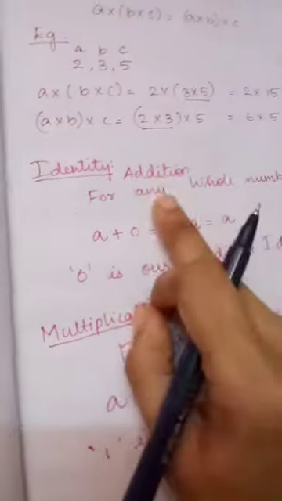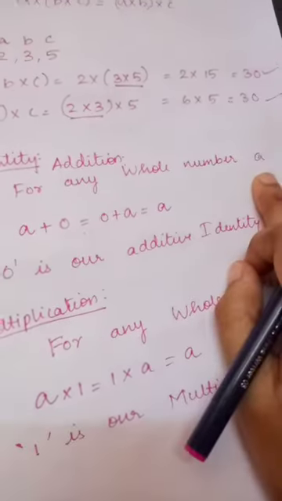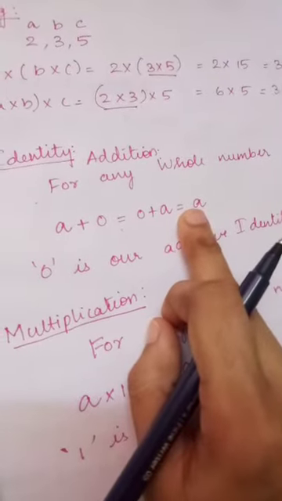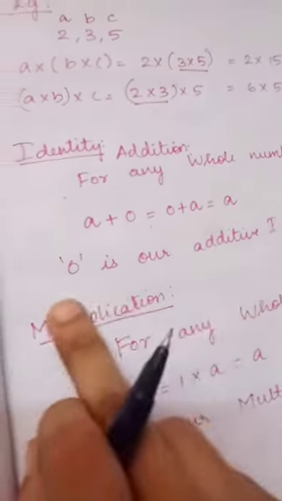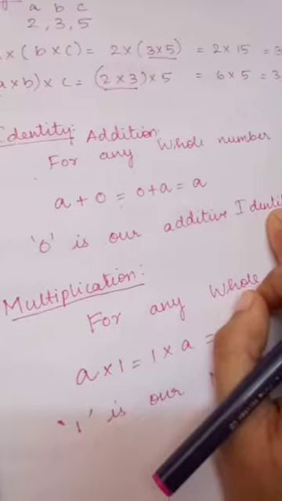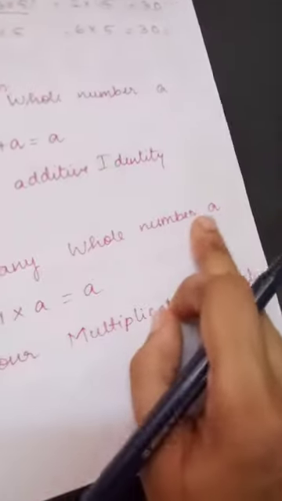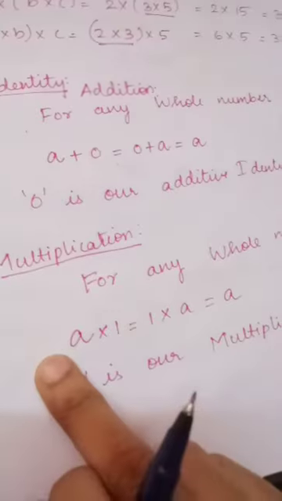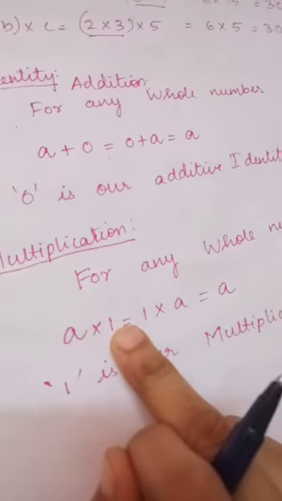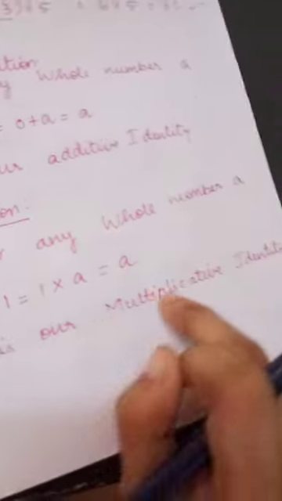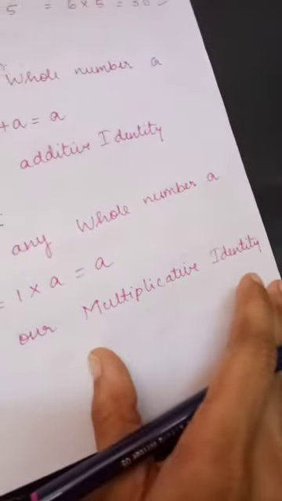Identity. For addition, I am taking one whole number and adding it with 0. The same whole number will be the result. So 0 is our additive identity. Multiplication: I am taking one whole number a and multiplying it with 1. We are getting the same whole number. So 1 is our multiplicative identity.